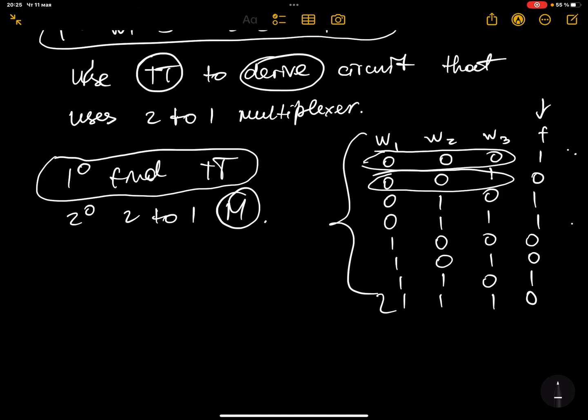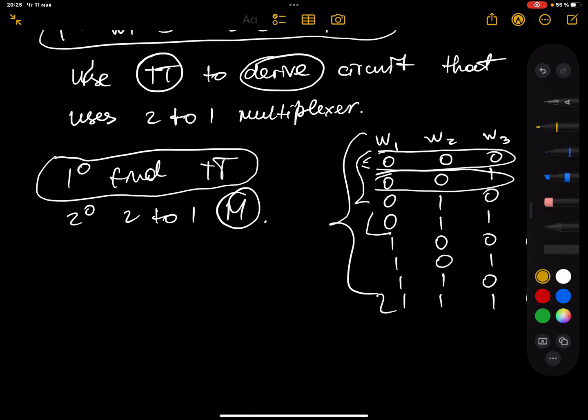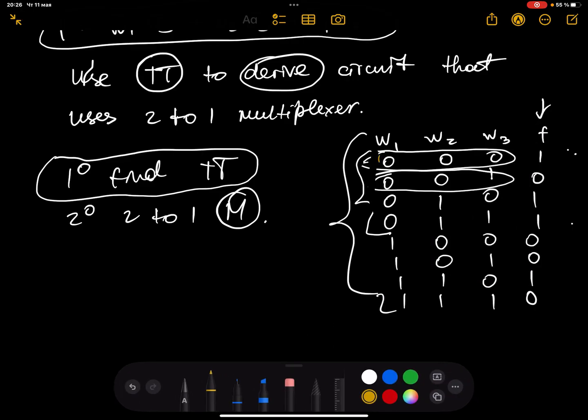What I mean by common case is that, for example, you can see that in the first 4 combinations, the value of W1 is 0. So let me use a different color. See? And in the next combination, it's 1. Okay? Do you see it?